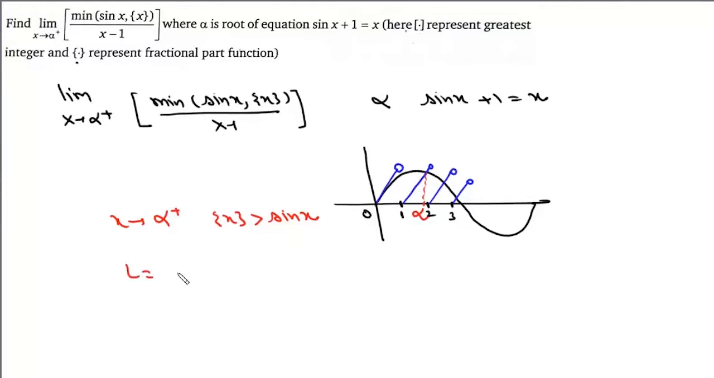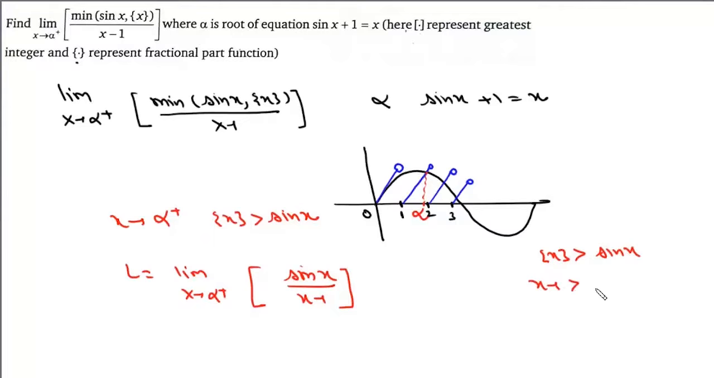So we're going to write this limit as the limit x tends to alpha positive of the greatest integer function of sin x upon x minus 1. Now we know that at this point it is sin x plus 1 equals x. Beyond that, the fractional part of x will be greater than sin x, and the fractional part of x is x minus 1. So x minus 1 will be greater than sin x. So sin x upon x minus 1 will be less than 1. And if it is less than 1, then its greatest integer function value will be 0. So the value of this limit is 0, and that is the answer to this question.